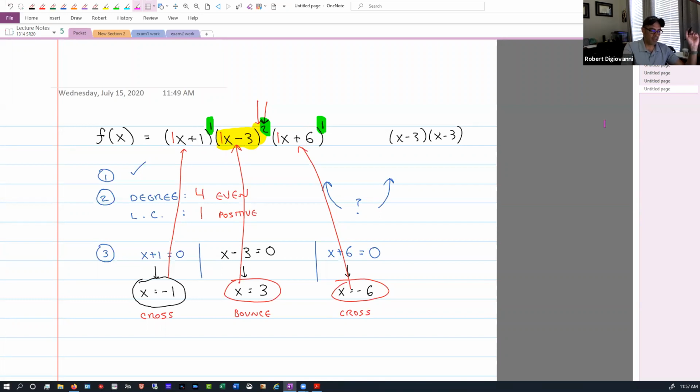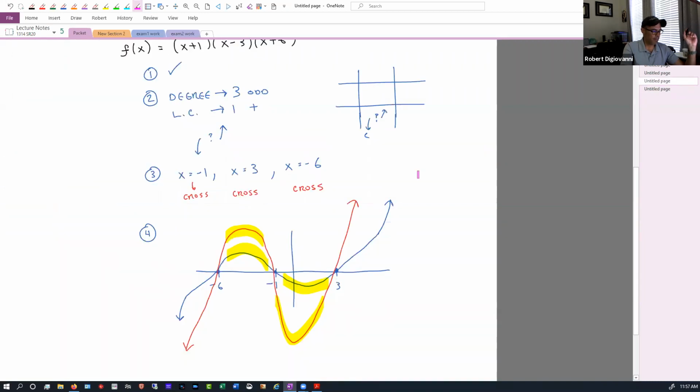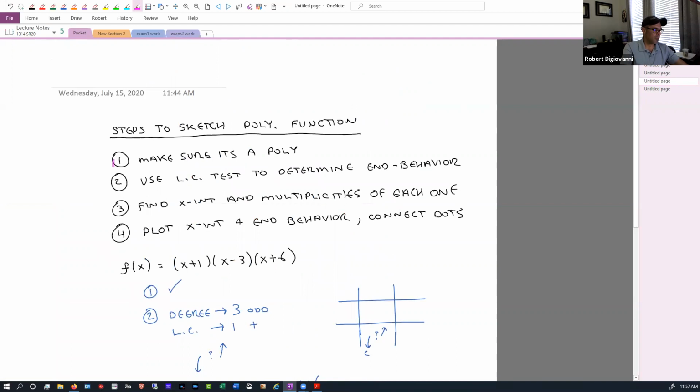Okay, have we done the steps? Let me see. Made sure it was polynomial. We got the end behavior. We found the x-intercepts and the multiplicities. And now we just need to plot. We're going to put the x-intercepts, we're going to write the end behavior, and then we're going to connect the dots like we're in first grade again.